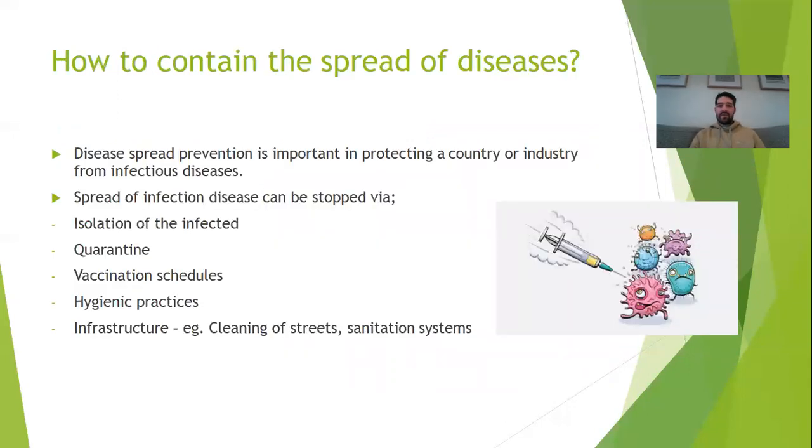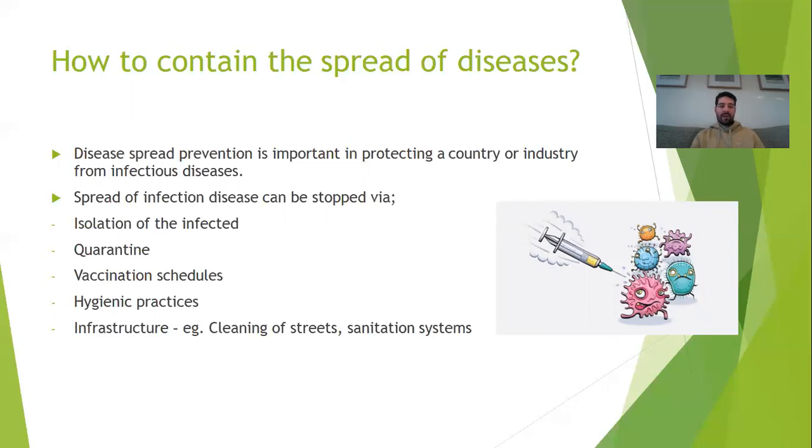Obviously, stopping the spread of disease is really important to make sure we're minimising its impact. So it's protecting countries, protecting industries, protecting people from that infectious disease. So there are many ways to stop diseases, things such as isolating the infected. So once they've got the disease, separating them from others. Quarantine, which prevents diseases from entering in the first place.